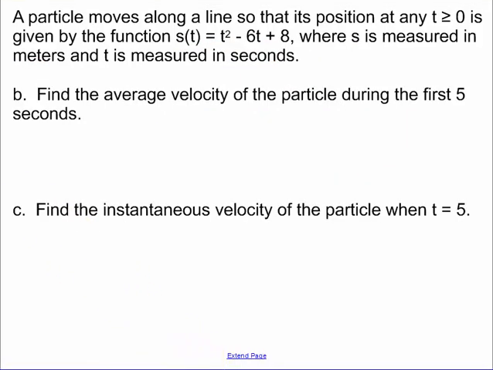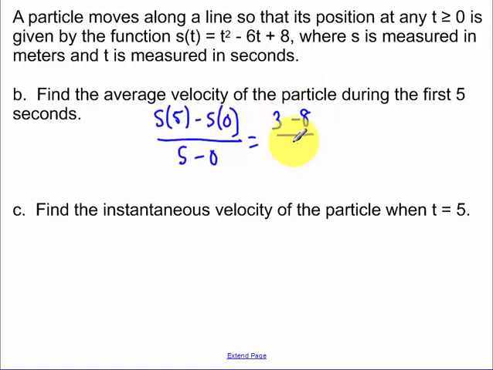Now this part of the example, we're asked to find the average velocity of the particle during the first 5 seconds. So average velocity is the slope through the line: s of 5 minus s of 0 over 5 minus 0. So s of 5 in this case is 3, s of 0 is 8, over 5. That simplifies to negative 1 meters per second.